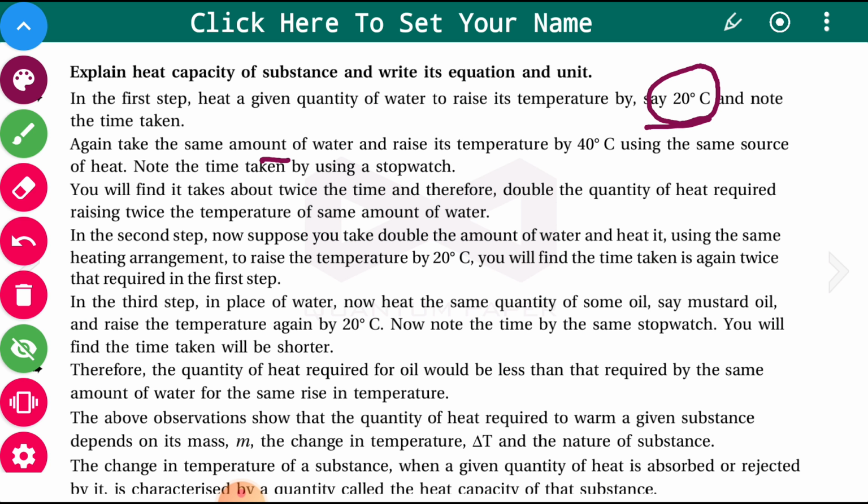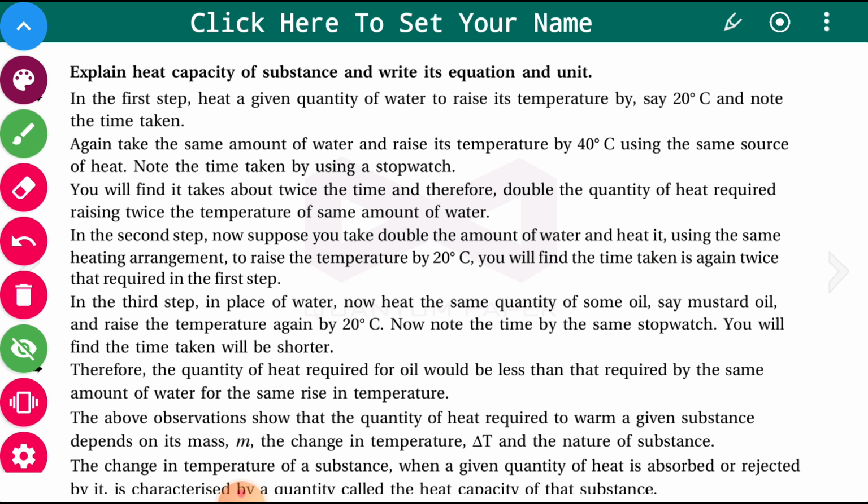Again take the same amount of water and raise the temperature by 40 degrees Celsius using the same source of heat. What will happen? We again note down the time taken, and we will find that the time taken will be double, because now you are increasing it by 40 degrees Celsius.